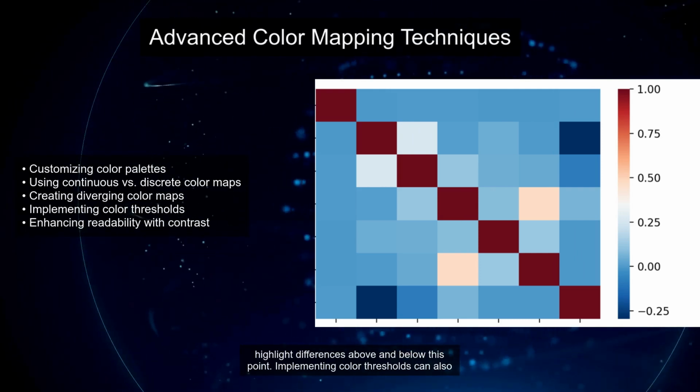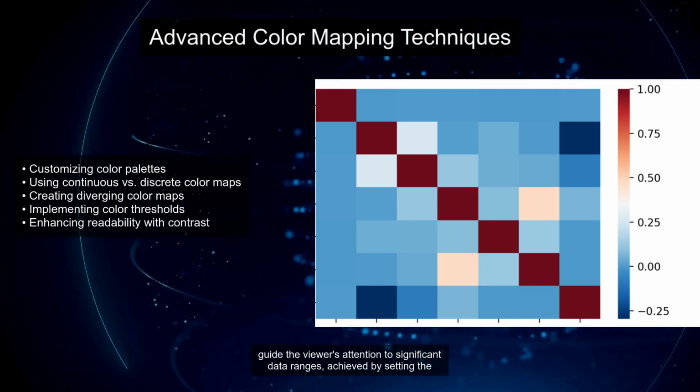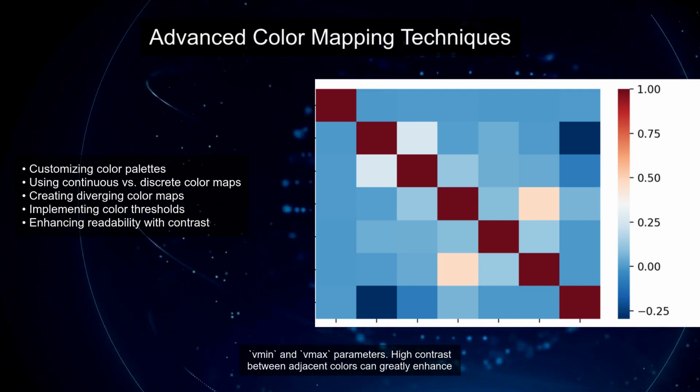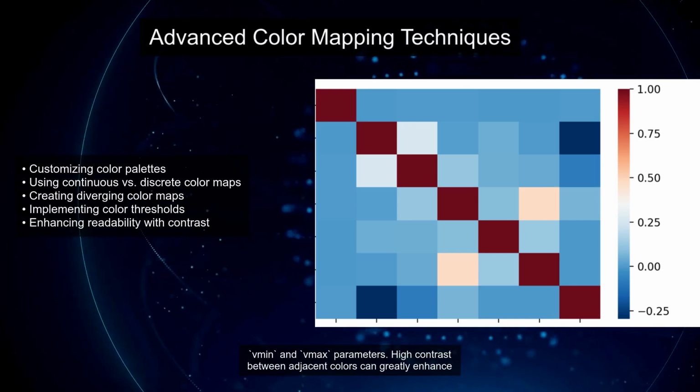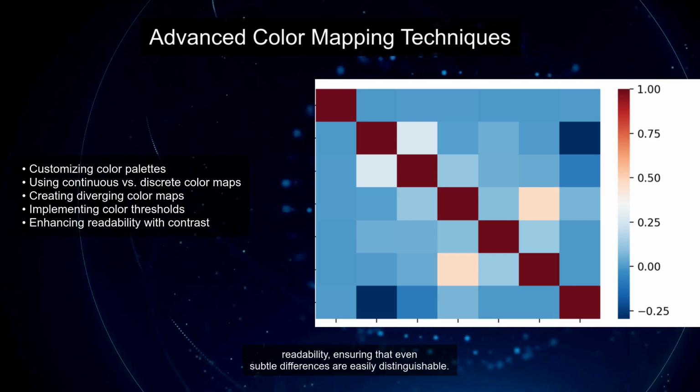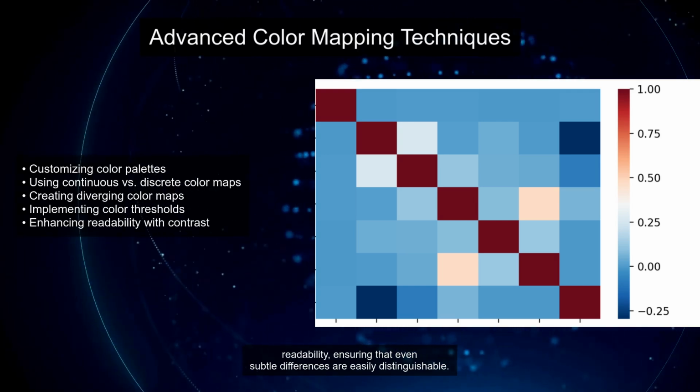Implementing color thresholds can also guide the viewer's attention to significant data ranges, achieved by setting the vmin and vmax parameters. High contrast between adjacent colors can greatly enhance readability, ensuring that even subtle differences are easily distinguishable.